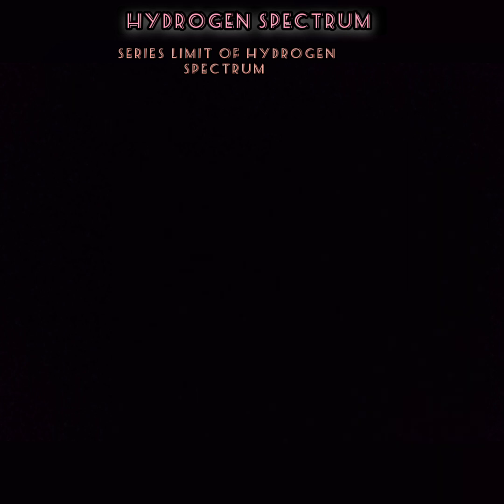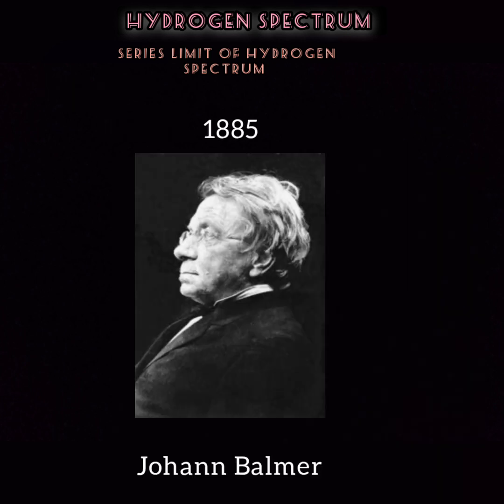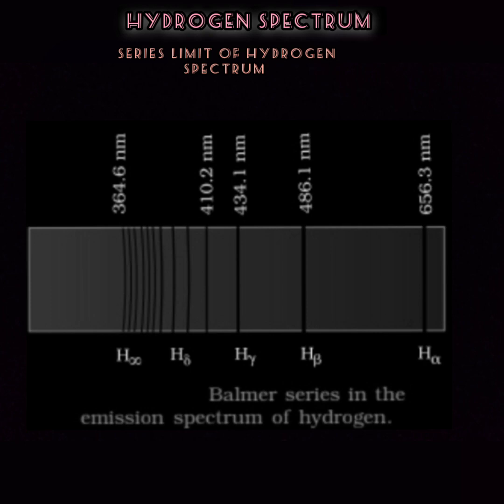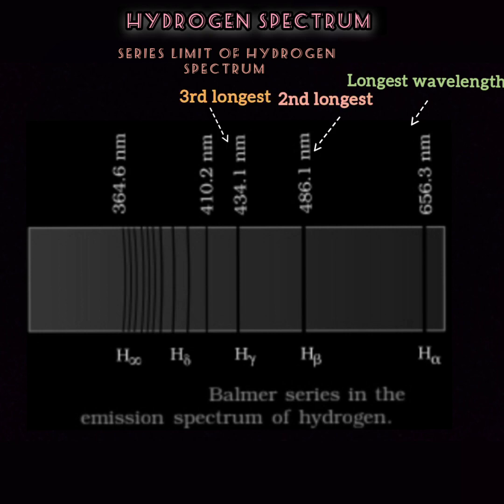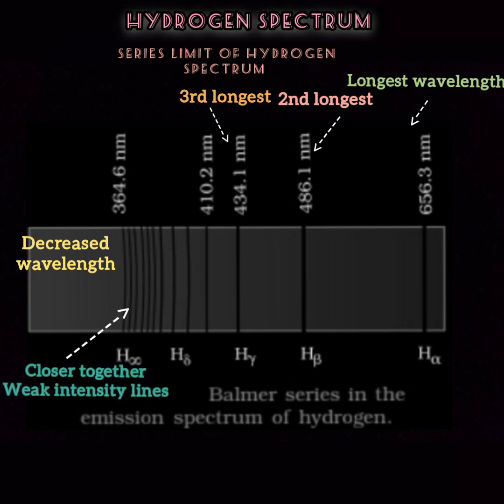In 1885, when Johann Balmer observed a spectral series in the visible spectrum of hydrogen, he made the following observations. The longest wavelength is 656.3 nanometer. The second longest wavelength is 486.1 nanometer. And the third is 434.1 nanometer. Also, as the wavelength decreases, the lines appear closer together and weak in intensity.